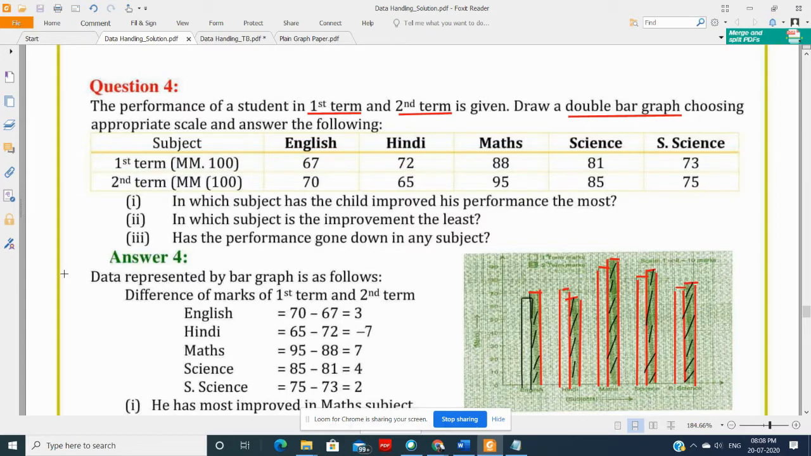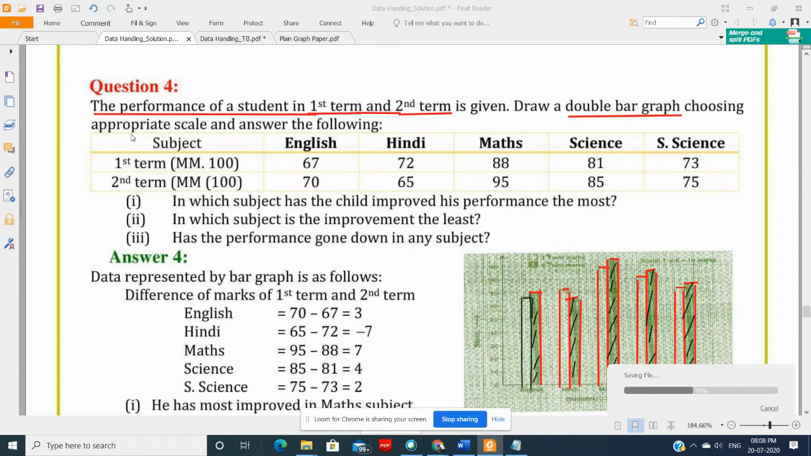So first of all, let's come to the graph. We know that the very first thing we need to do is the heading. So the heading of the graph is: graph showing performance of a student in first and second term. This will be your heading. First term and second term. So this is how your heading would be.